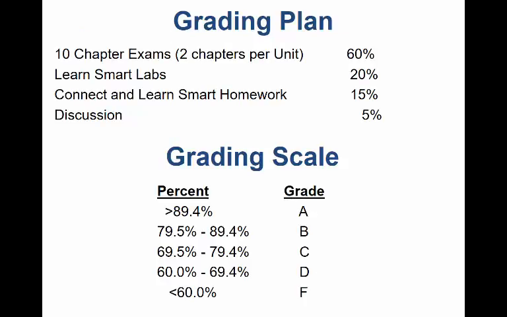There are 10 chapter exams, 2 per unit. Both of them are due on the same day. If you wait until that day, you will be taking 2 90-minute exams on the same day. They are worth 60%. Your Learn Smart labs are worth 20%. Your Connect and Learn Smart homework is 15%. And your discussion is 5%.